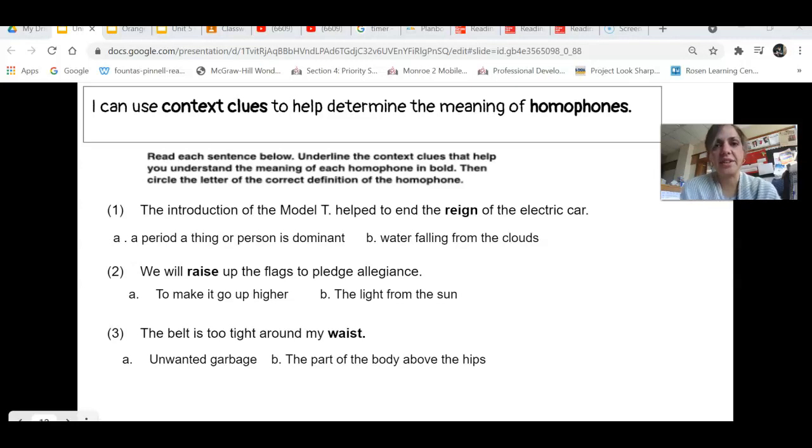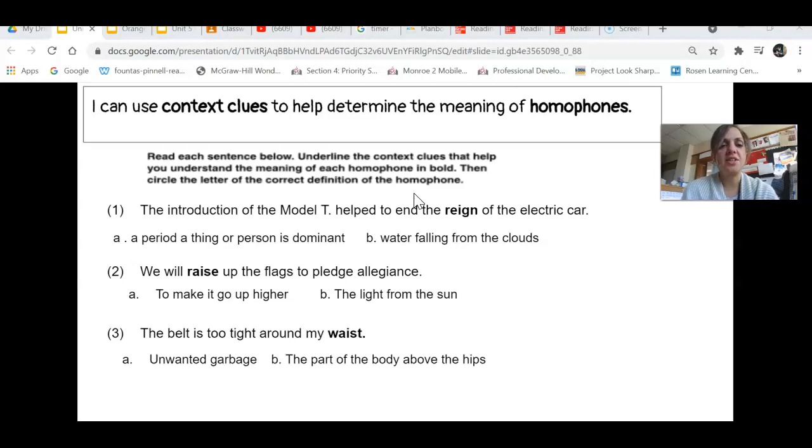Let's apply what we've just learned to our workbook page. Again, our purpose as readers today is I can use context clues. Context clues are the words in the sentence to help determine the meaning of homophones. And homophones, homo means same, phone means sound. So homophones sound the same, but they mean something different and they're spelled different. So we're going to read each sentence below. We're going to underline the context clues that help you understand the meaning of each homophone in bold. Then circle the letter of the correct definition of the homophone.